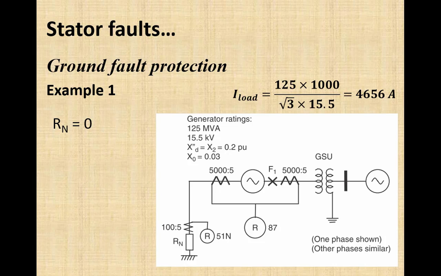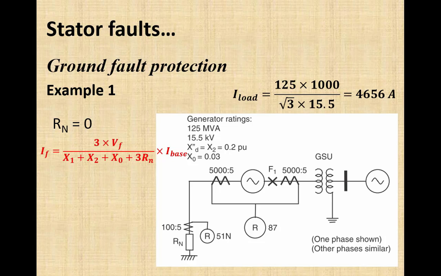Let's see the first case. In this first case, we have assumed that Rn, the grounding resistance, is equal to 0, meaning the generator neutral is solidly grounded. We know that in this condition the fault current level will be too high. Let's do the calculation to find out the fault current. Here is the equation to calculate the fault current.